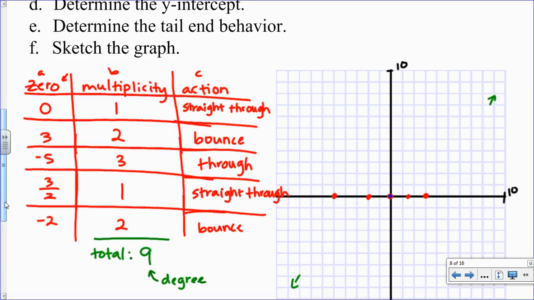Okay, so I know I'm starting down here in this third quadrant, and the first 0 I'm going to get to is negative 5. So at negative 5, what do I do? Okay, I'm going to go through it. And because it's 3, I have a little inflection, something like that. All right, the next 0 I get to is -2. So what do I do at -2? There's a bounce.